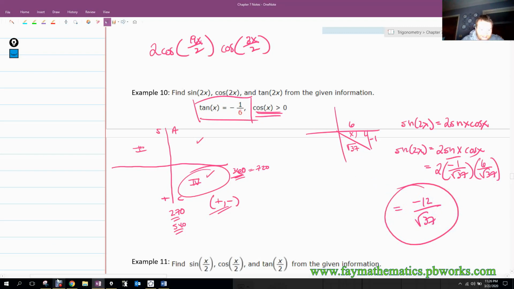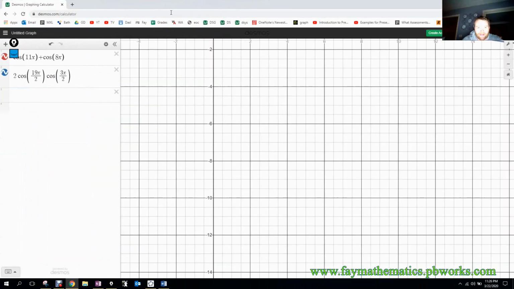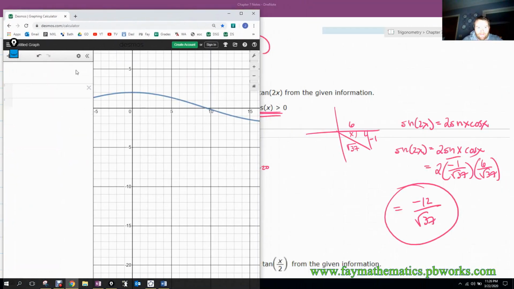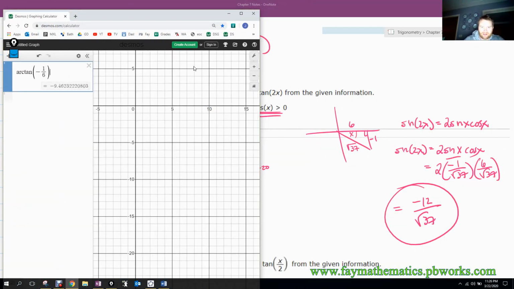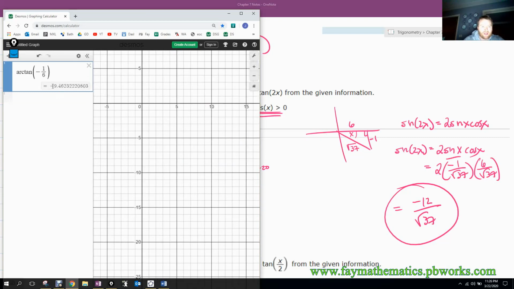Now, how can I guarantee to see if that is accurate? We again come to this. I said tangent, so arctangent of negative 1/6 gave me that angle right there. Just make sure I'm in degrees, not radians. So it gives me that. Obviously, that's a fourth quadrant angle, so I'm going to actually take 360 plus that. That's the angle I'm actually talking about: 350.53.